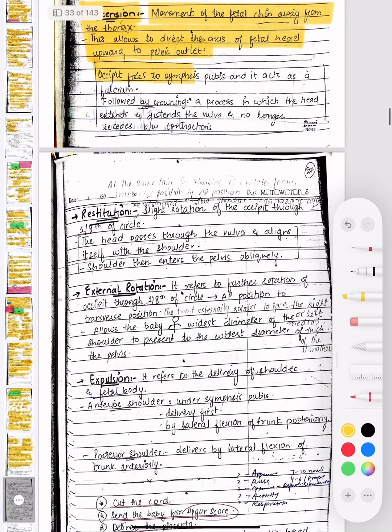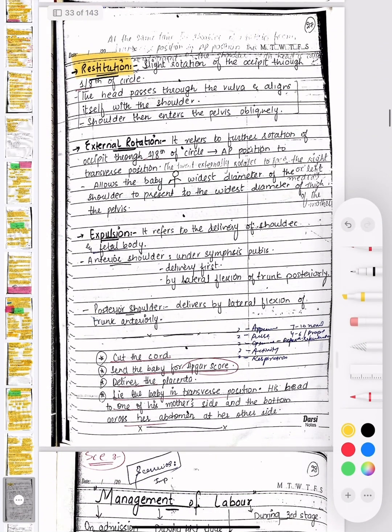Then the occiput fixes to the symphysis pubis, and it acts as a fulcrum, and it is followed by crowning, a process in which the head extends and distends the vulva and no longer recedes between contractions. Then restitution occurs, that is the slight rotation of the occiput through 1/8 of the circle, and the head passes through the vulva and aligns itself with the shoulder, and the shoulder then enters the pelvis obliquely.